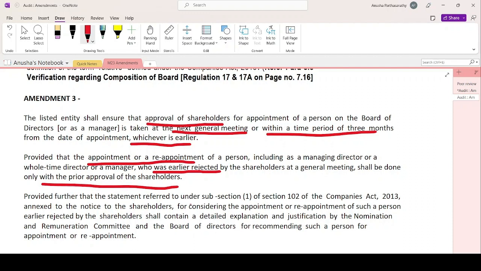Provided further that the statement referred to under sub-section 1 of section 102 of the Companies Act 2013 annexed to the notice to shareholders for considering the appointment or reappointment of such person earlier rejected shall contain a detailed explanation and justification by the NRC, that is Nomination and Remuneration Committee, and the Board of Directors for recommending such a person for appointment or reappointment. Why he has been rejected by the shareholders? Why am I mentioning his name for appointment or reappointment? That detailed justification has to be given by the Nomination and Remuneration Committee, and if they are not there, then the Board of Directors. If they are there, then together they can give.